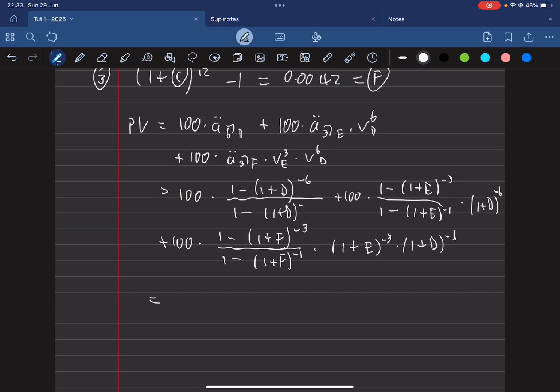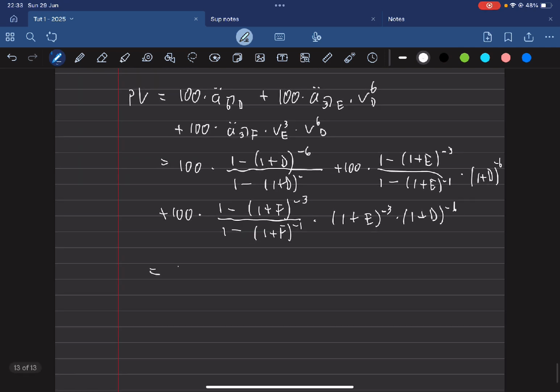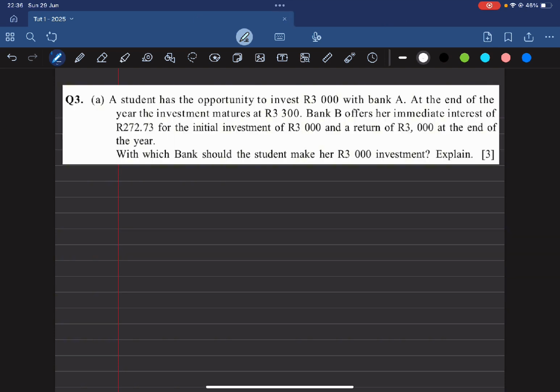Cool. And if you've saved everything in your calculator correctly, you should get 593.79747 plus 291.6 plus 288.417. And if you add all those up, you should get 1173.81. And that's all of question 2. Okay, so next we're going to be having a look at question 3.